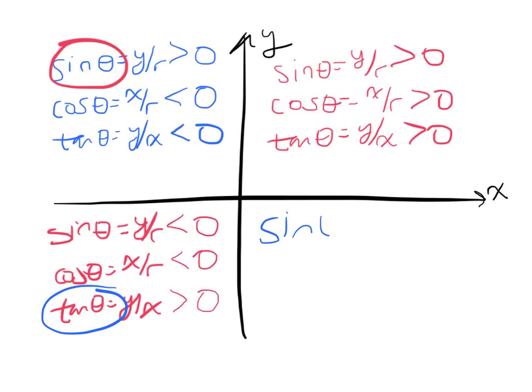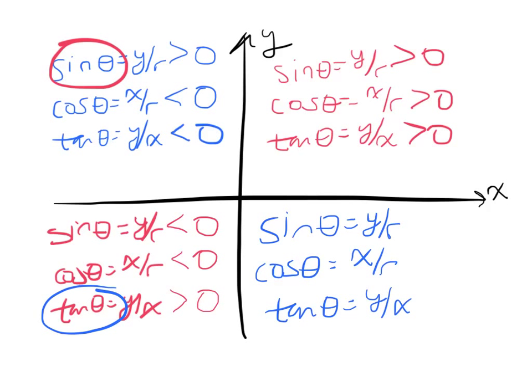Last one, we've got sine, cosine, and tangent. R is still positive, x is positive, but y is negative, which means that sine would be a negative value, cosine positive, and tangent negative. So here cosine is positive.